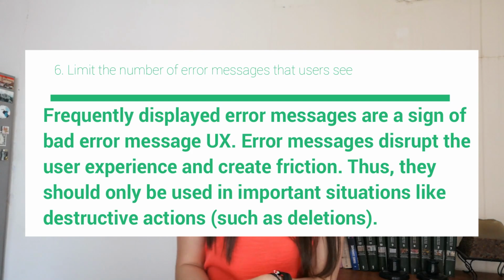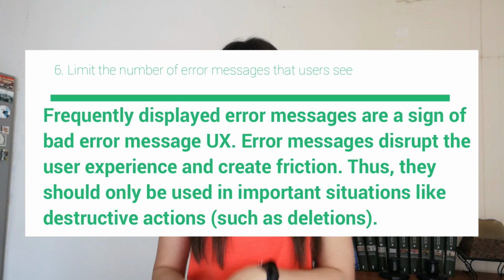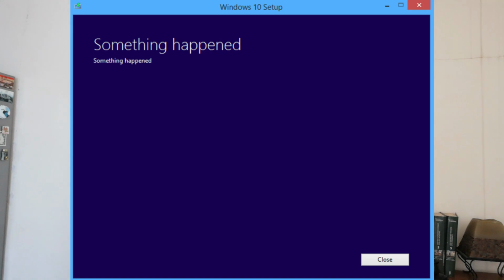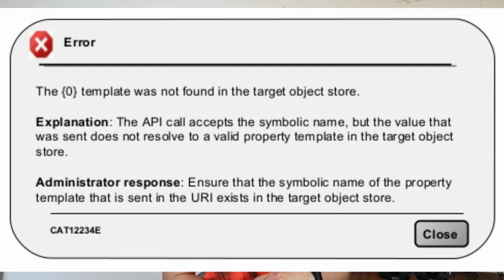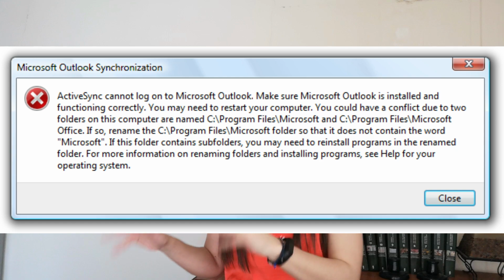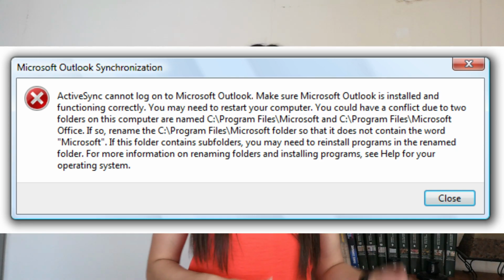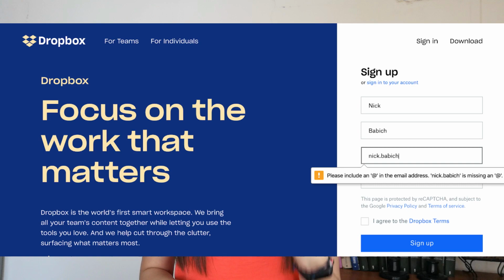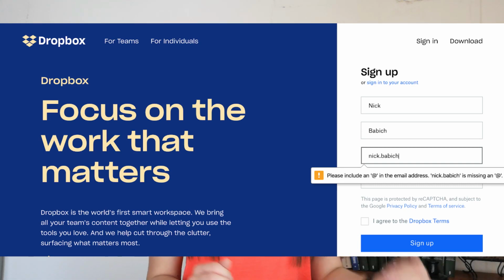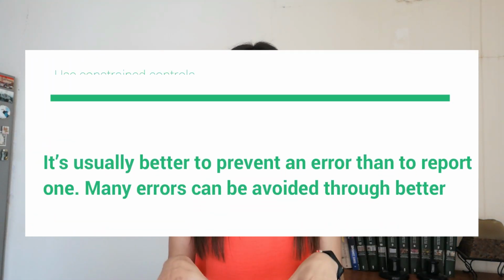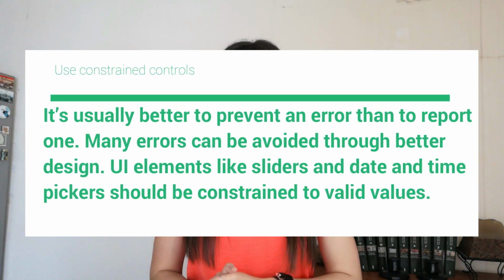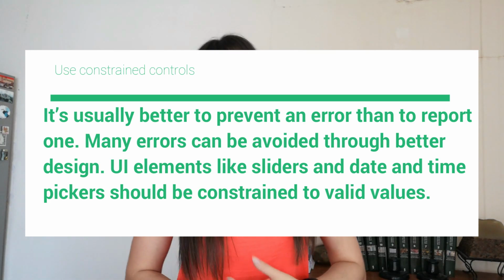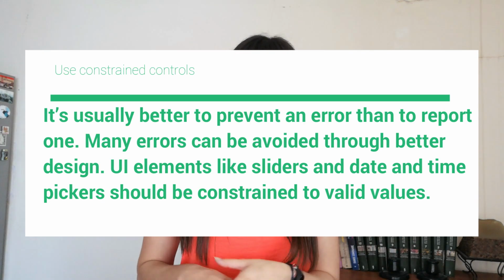Frequently displayed error messages are a sign of bad error message UX. Error messages disrupt the user experience and create friction. Thus, they should only be used in important situations like destructive actions, such as deletions. The infrequency of alerts helps ensure that people take them seriously. My tip here is to use constraint controls. It's usually better to prevent an error than to report one. Many errors can be avoided through better design.